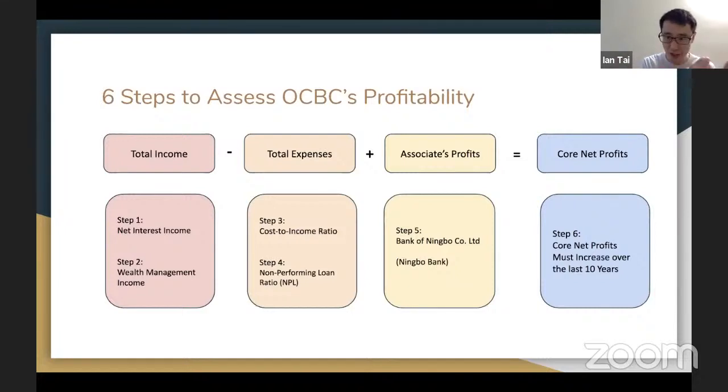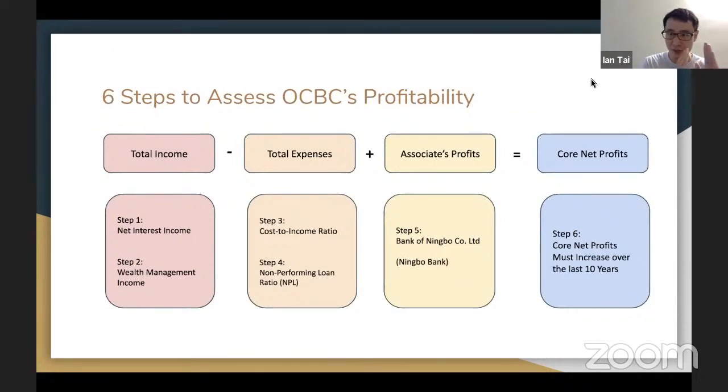And once we have the total income minus the total expenses, plus profits contributed by Ningbo Bank, we have its core net profits, which is its shareholders' earnings. So that is the framework, the formula to assess the profitability of the bank. Now we are going to talk about total income first.